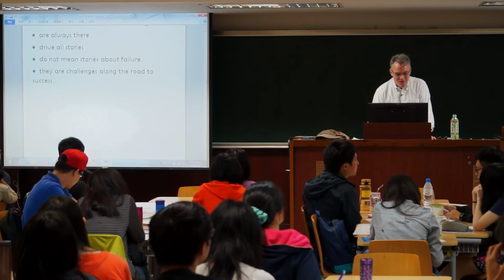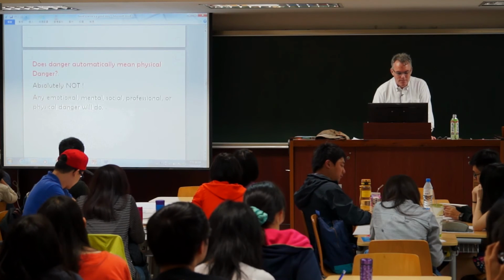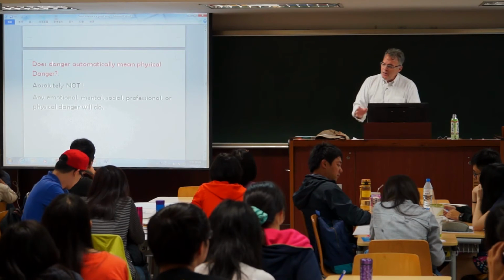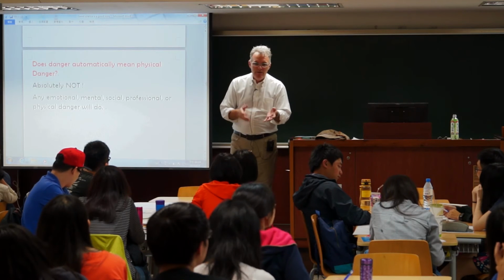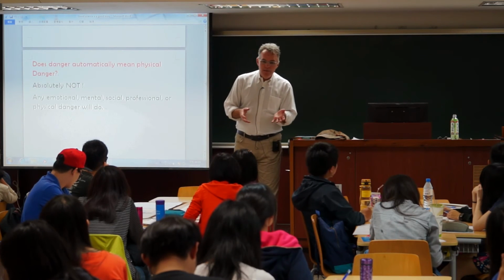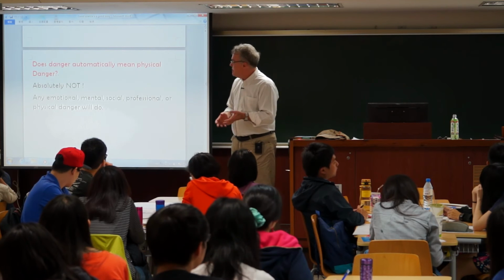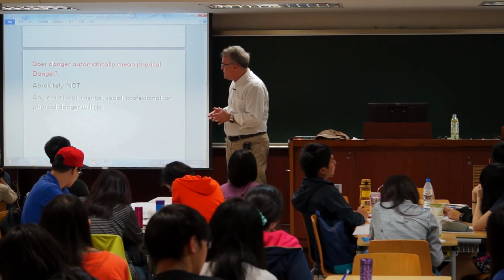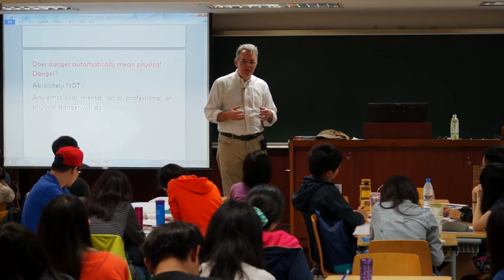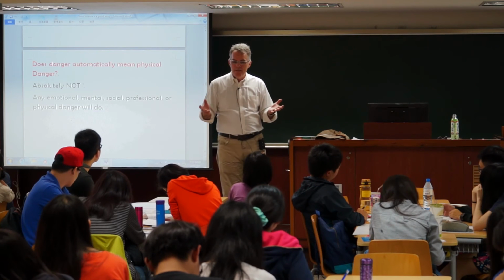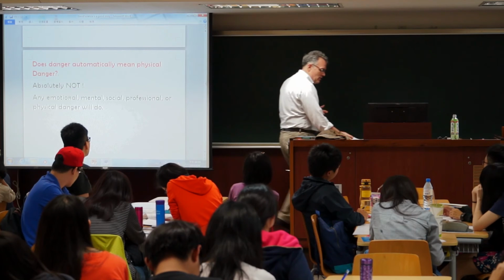We need to find out what's going on. So the idea here is that when you're talking about risk and danger, it doesn't mean physical. It doesn't have to mean physical danger. It doesn't mean that your life is threatened. It can just be something simple, an emotional danger, a mental danger, social danger, a professional danger. It doesn't need to be a physical danger. So, what happened to our experiment?